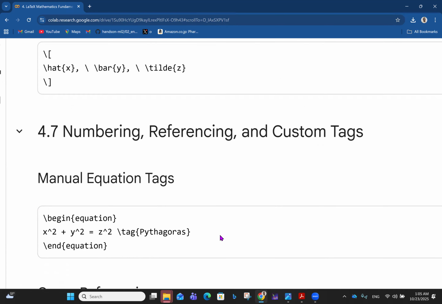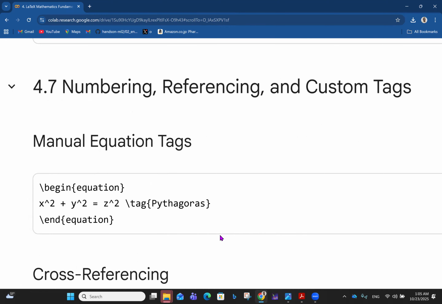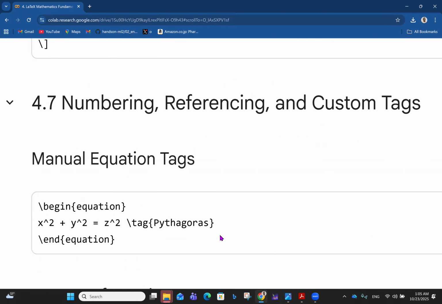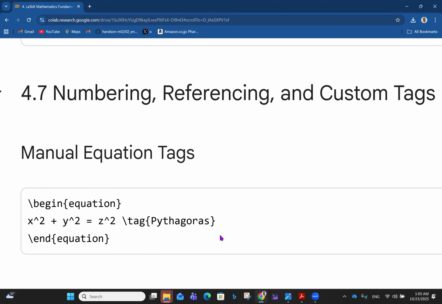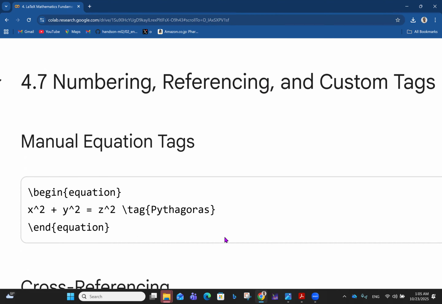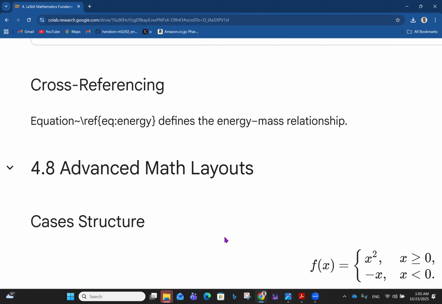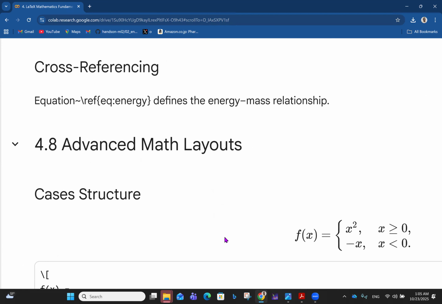So sometimes you can have manual equation tags instead of align, where LaTeX does the tag for you. You can actually define your own tag. In this case, you have begin equation, and the equation x squared plus y squared equals z squared, and then you are doing a manual tag. Once you put backslash tag Pythagoras, to tag it as Pythagoras, we'll see that in the mini project.